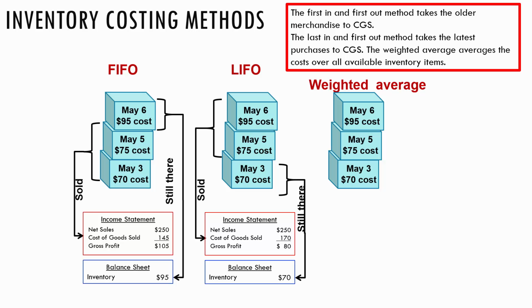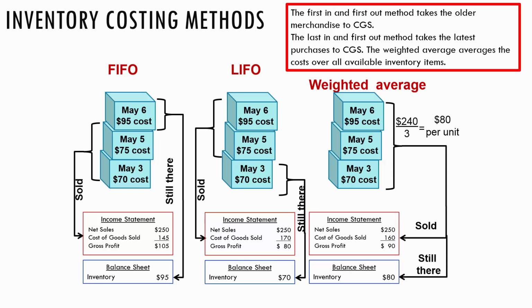So LIFO, what it does is it splits that 240 goods available differently. It says the cost should be 170 and the remaining in inventory should be 70. Notice that this plus this is 240. This plus this is 240. That is that equation that's also important to us.